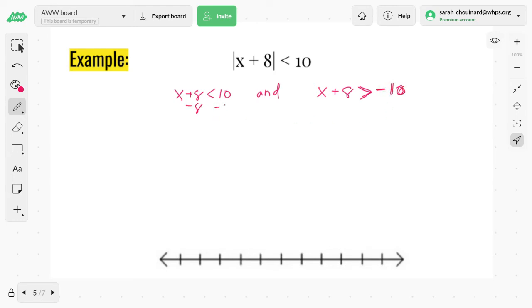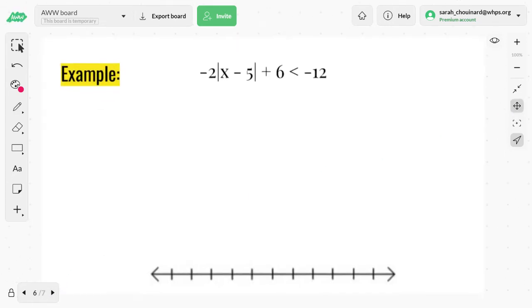And then I'm going to solve each of them. So I get x has to be less than 2, and x needs to be greater than -18. So I've got -18, and I've got 2. I've got open circles on both, and it's everything in between. It's a sandwich inequality.